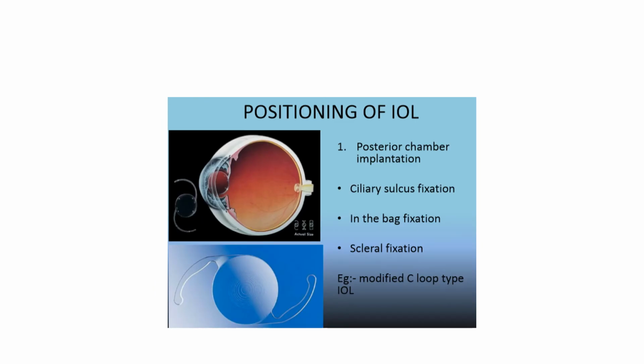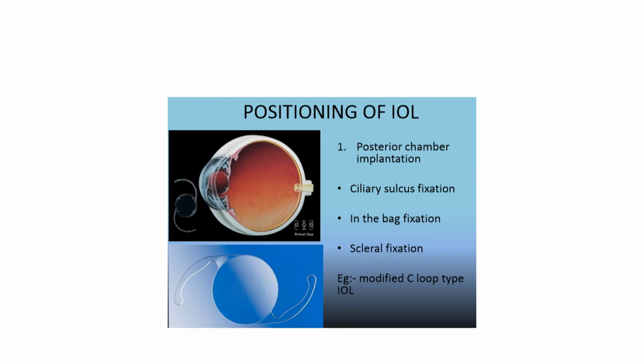Now, based on the method of fixation in the eye, we have the anterior chamber IOL, in which the IOL is placed in the anterior chamber. We have iris supported lenses, in which the lens is fixed to the iris. And the third variety is the posterior chamber lenses, in which the lenses rest behind the iris.